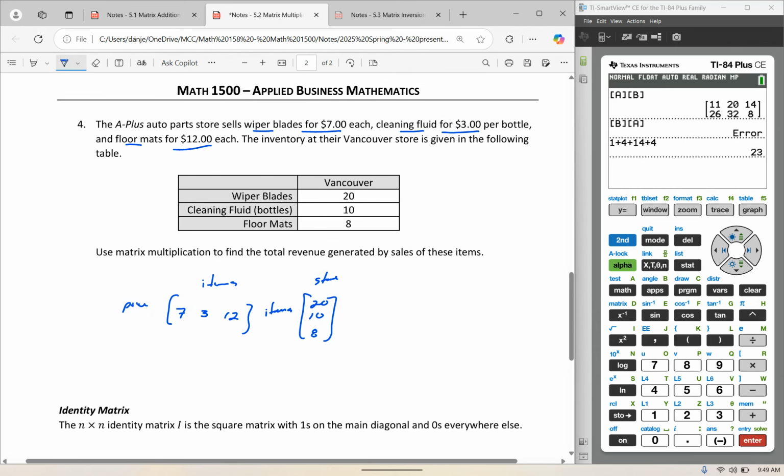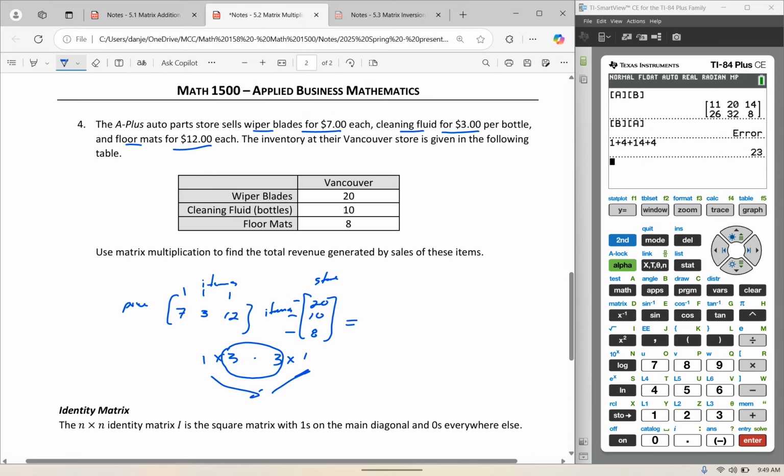are items. $7 for a wiper blade, $3 for cleaning fluid, $12 for floor mats. Now you'll notice that things are lined up. Wiper blades, cleaning fluid, floor mats. If I now simply multiply these two matrices, you notice we have a 1 by 3 times a 3 by 1 matrix. Because those threes are the same, I can do the multiplication, and my resultant will be a 1 by 1 matrix, which is something we've not seen a lot before.